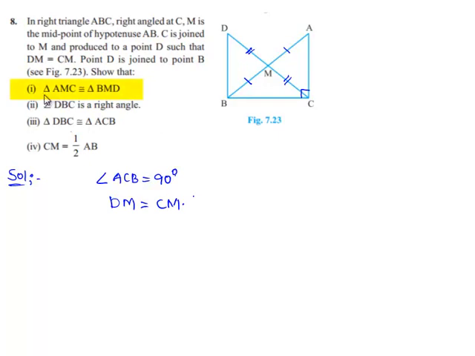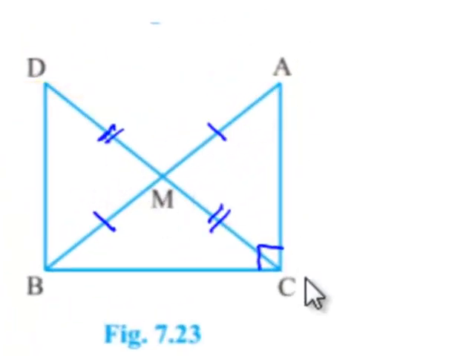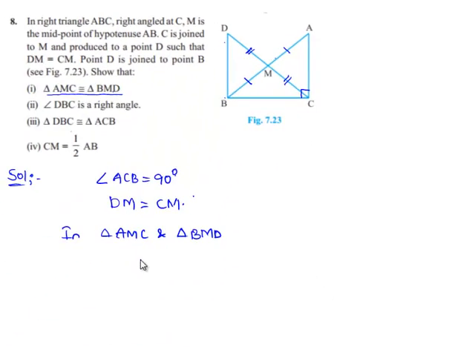In the first question, he asked us to prove the congruency of triangles, triangle AMC and triangle BMD. Now let us note the similarities in triangle AMC and triangle BMD. Considering the figure, let us note the common similarities between them. BM is equal to AM, since he has given in the question that M is the midpoint of hypotenuse AB. And second, he has also given that CM is equal to DM.